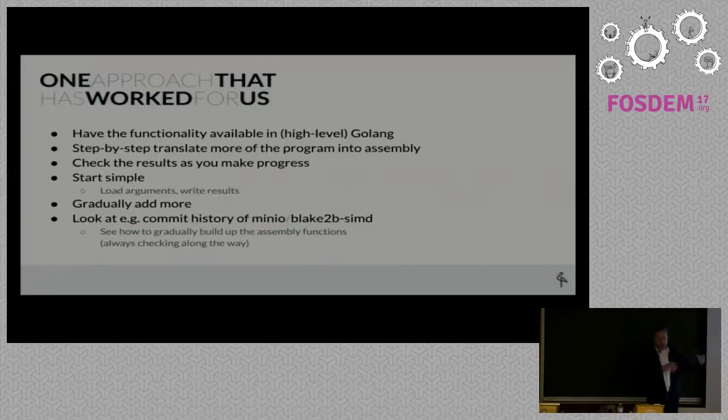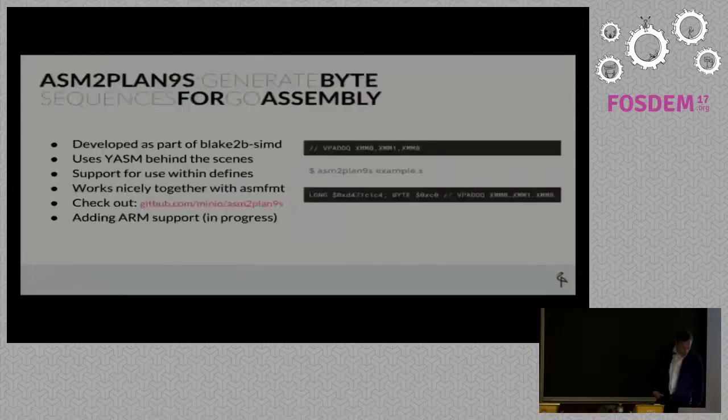Then you start to translate small bits and pieces into assembly, maybe initially starting just with passing in the arguments and writing back some results, making sure that all works. Once you've got it working, you gradually translate more and more of your Go functionality into assembly, and along the way, make tests whether the assembly functionality is equivalent to the Go version. If you look, for instance, at the commit history of the Blake2b SIMD repository, you can see how we used this technique.